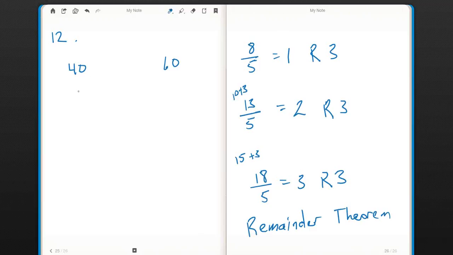So between these two numbers, 43 would work, or 48, 53 or 58. 63 is too big, so that one won't work. But then we have more information. When it's divided by 4, it leaves a remainder of 1.